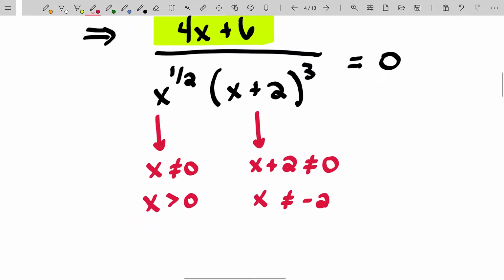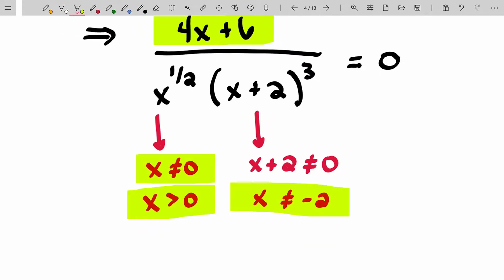Well, if you take a look at all of these restrictions, really the one that kind of summarizes them all is the one right here. x has to be greater than 0. Obviously, if x is greater than 0, then it's not negative 2, and it's not 0. So in the end, whatever answer I get, it had better be positive.